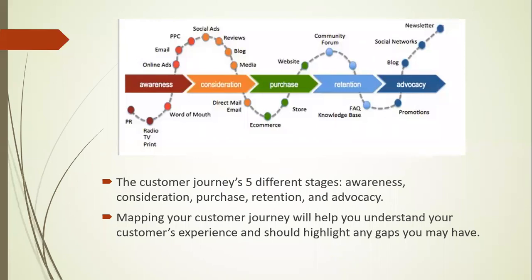When it comes to consideration, you go with social ads, reviews, blogs, media, direct mail, and email. When it comes to the purchasing stage, there is e-commerce, the store where it is available, and the website where it is available. Then once they have purchased, for retention you can have a community forum and an FAQ knowledge base. With advocacy, they promote your product, because if you are happy with any product, obviously you will tell many people about it. Here you do promotions on the blog, social network, and newsletter.